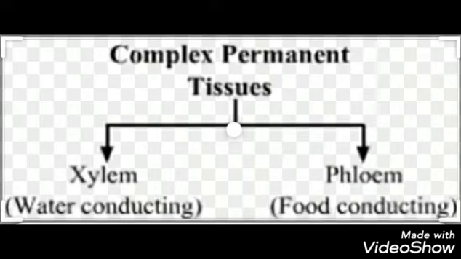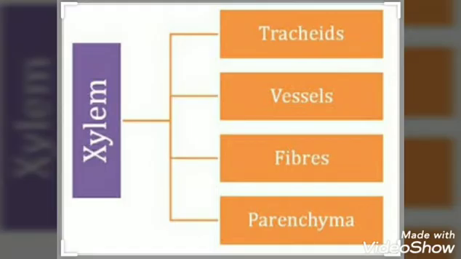Now these are the complex permanent tissues which are made up of more than one type of cells. All the cells coordinate to perform a common function. The two main types of complex permanent tissues are xylem and phloem. Now let us study about the xylem tissues first.